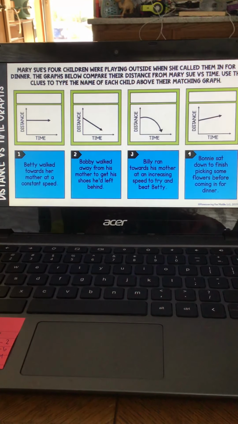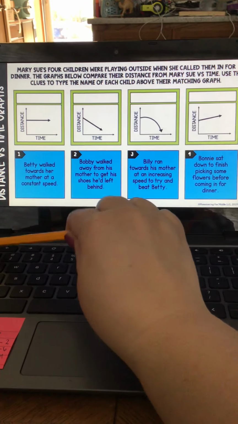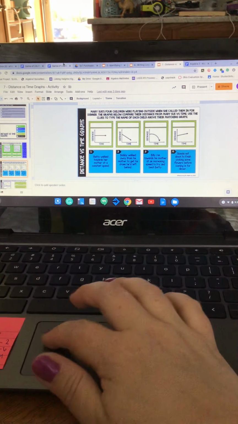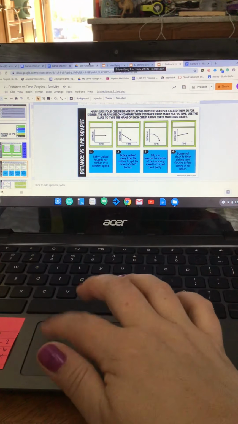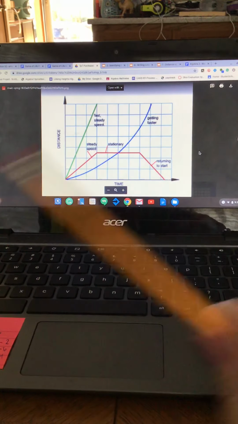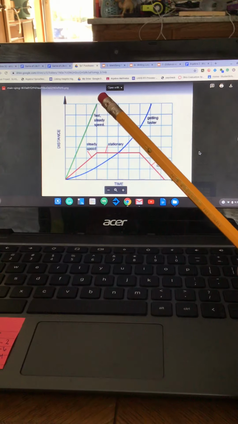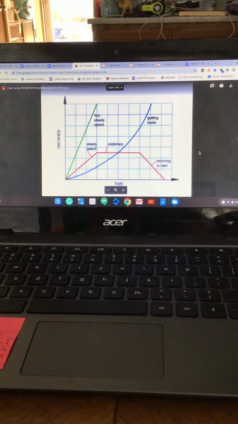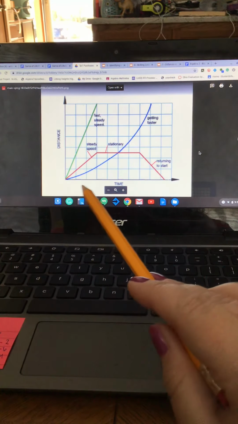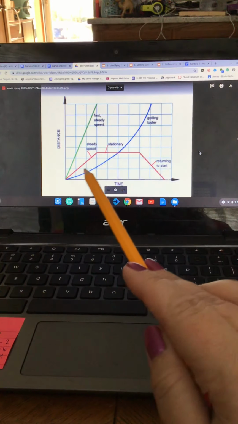Okay, so for this one, we're going to talk about what's happening to these kids. It says Mary has 4 children. They're playing outside. They're talking about distance versus time. I'm going to link a little slide that I think is beneficial. If you were walking at a fast, steady pace, you would be increasing in a very steep line. If you were getting faster over time, that's when your information would end up being curved.